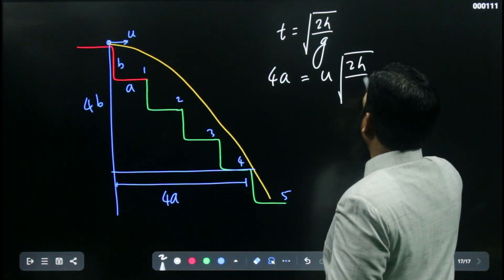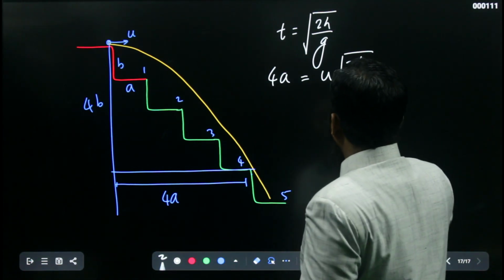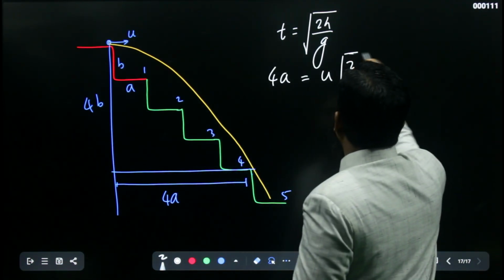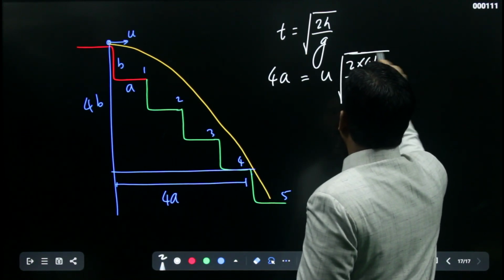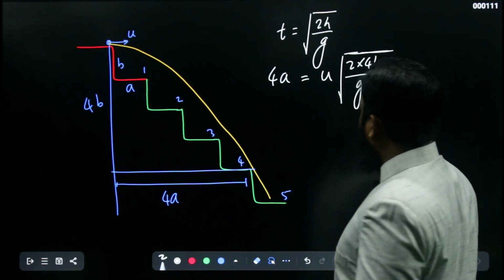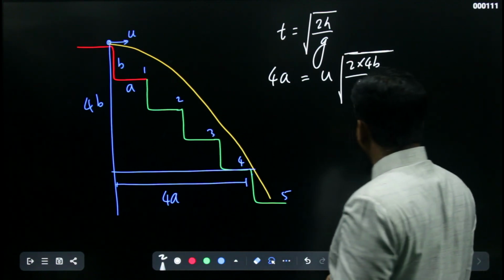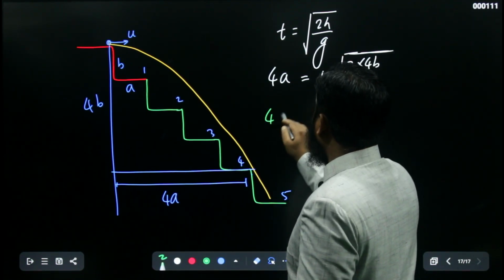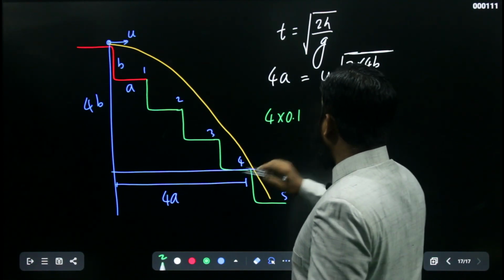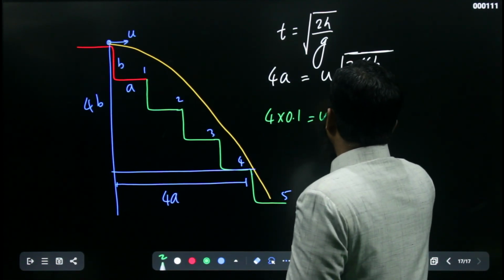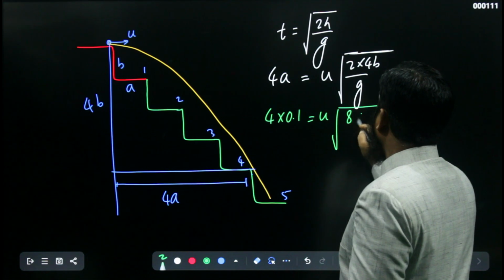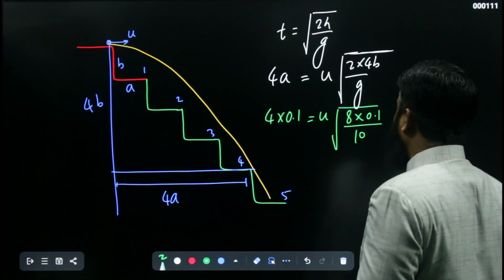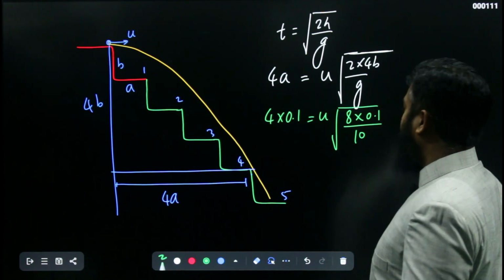This is the time, under root 2h upon g. Now, how to write this h here? This h is nothing but 4b. So from here we have to find the value of u. Let's put the values here. 4 into width of each step is 0.1. This is u, and in the square root 2 into 4 is 8, and height of each step is also 0.1 upon g, which is 10. Okay, now we have to find the value of u.